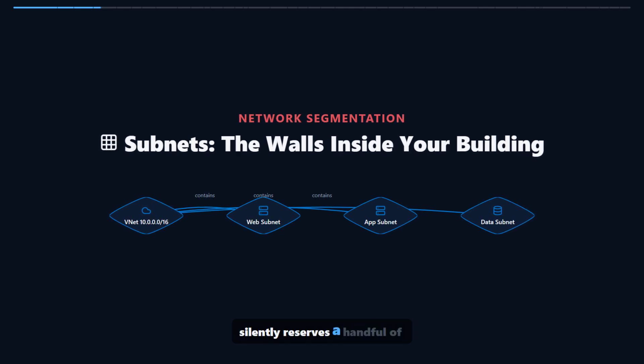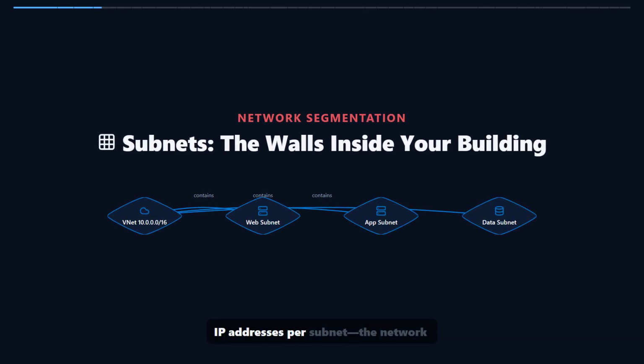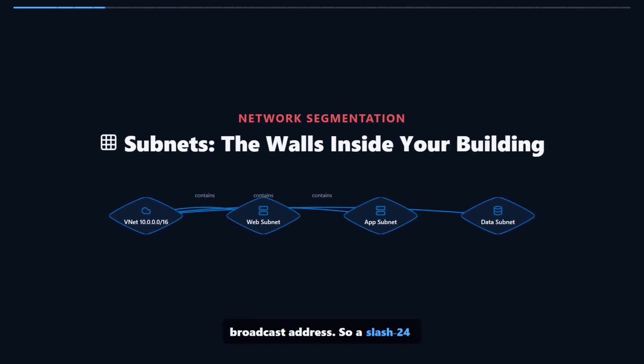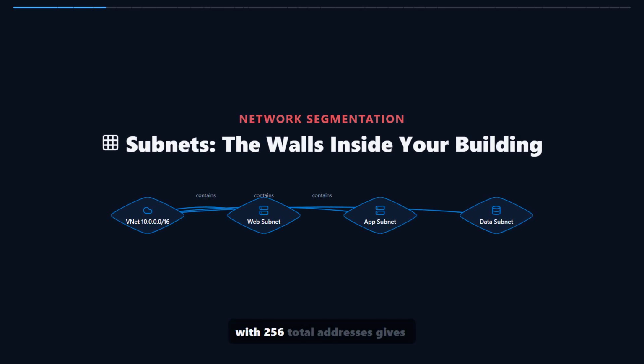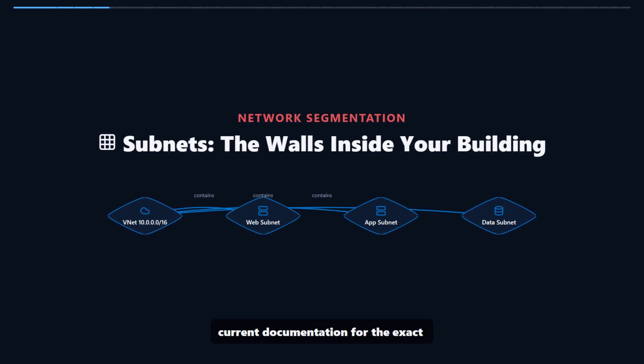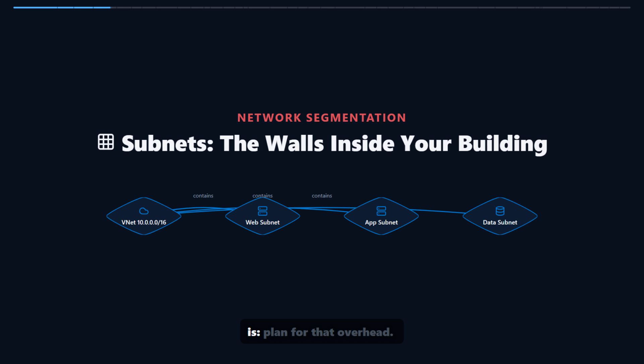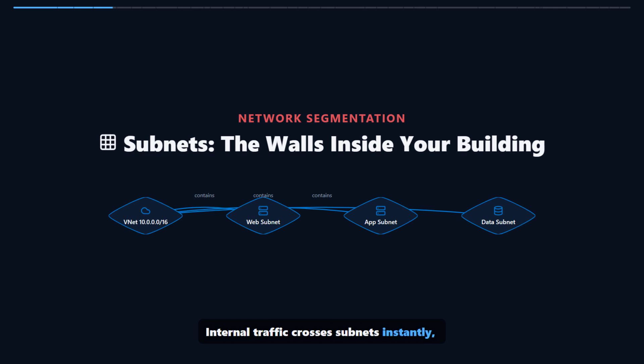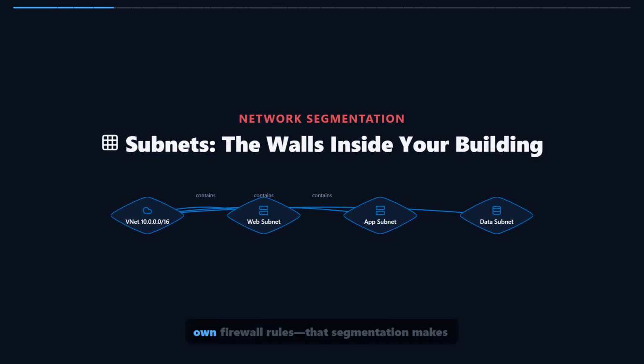Azure silently reserves a handful of IP addresses per subnet: the network ID, the gateway, a couple for DNS services, and the broadcast address. So a /24 with 256 total addresses gives you fewer usable than you might expect. Always check the current documentation for the exact count, but the key takeaway is plan for that overhead. Internal traffic crosses subnets instantly, and each can carry its own firewall rules. That segmentation makes a multi-tier design possible.